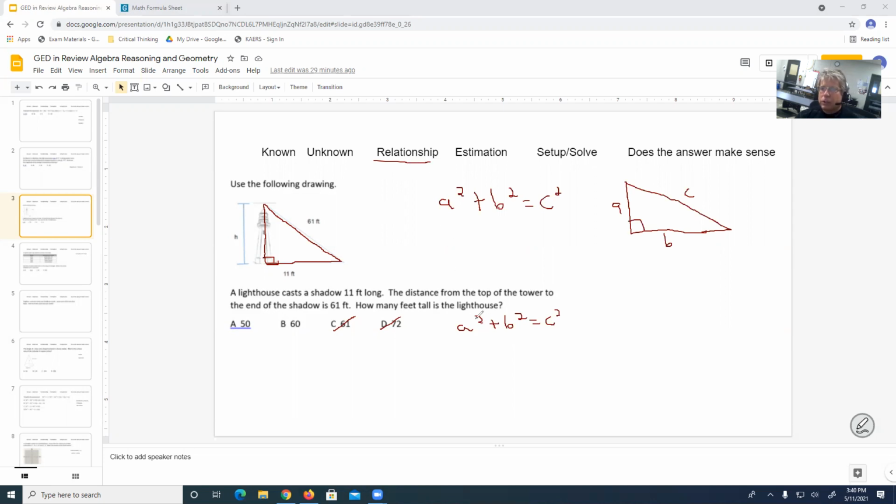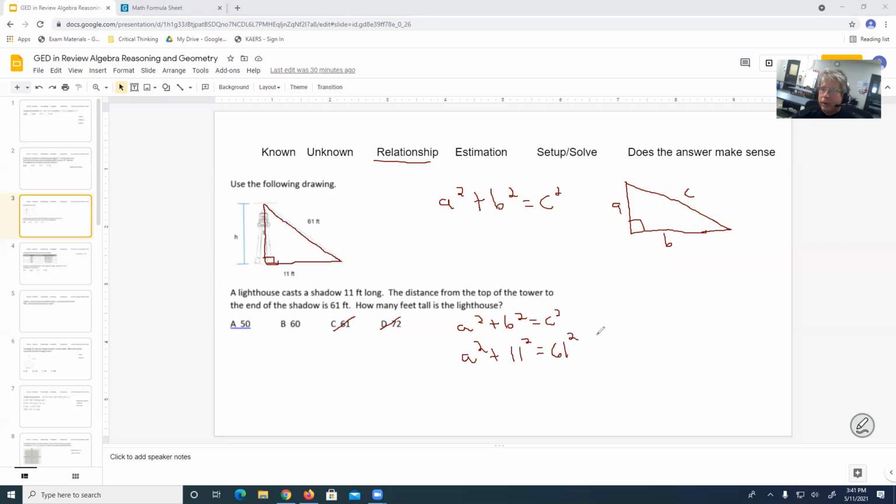And in this relationship, we have to understand where these numbers go. The A, we don't actually know what it is, or we can call it H. I'm just going to leave it as A squared. It's the unknown. That's what we're going to be looking for. The B is the distance across the bottom. That's going to be the 11. That's 11 squared. And then we have this C squared. Well, C was the slanted side. That's 61. So it's 61 squared.